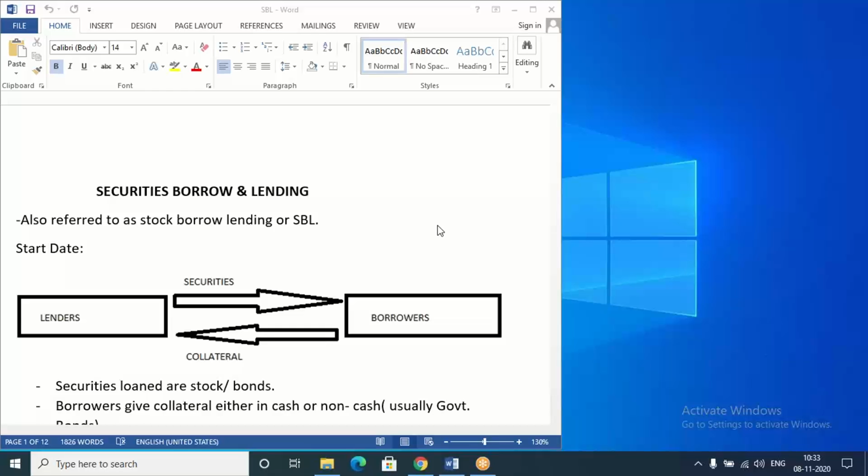What happens is you have lenders and you have borrowers. Lenders have securities, and we'll get to what type of securities are loaned a little later in class. Then you have borrowers who want to borrow the securities for certain reasons, which we'll also discuss later. As a lender loans securities out to the borrowers, in return the borrowers have to give something called collateral. Why does a borrower have to give collateral to the lender?